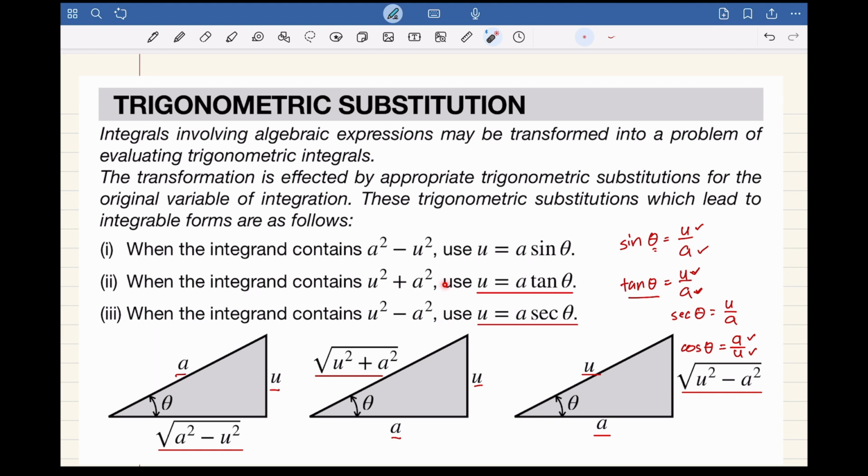So these are yung mga patterns na kailangan nating ma-recognize sa ating mga integrands to use trigonometric substitution. And then when we have determined if it falls under case 1, case 2, and then case 3, we draw yung corresponding triangles na gagamitin natin for our substitutions. So that's for our introduction. Let us now proceed to the sample problems.